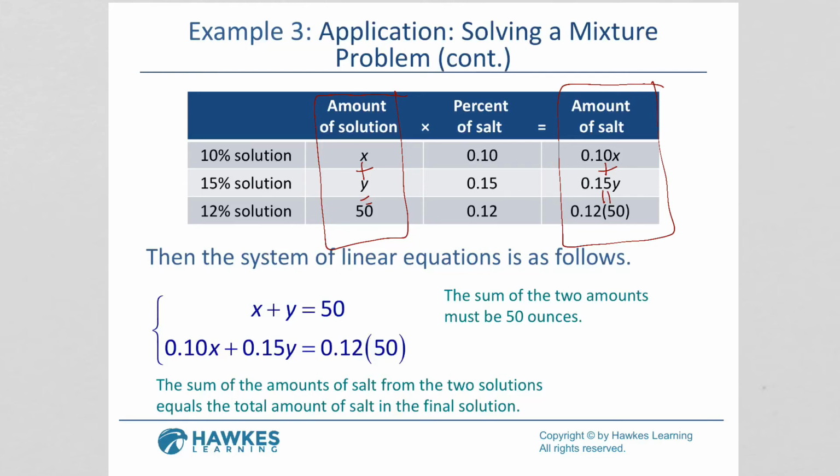So you see that down here. The sum of the two amounts must be 50 ounces. That's the x plus y equals 50. And the sum of the amounts of salt from the two solutions equals the total amount of salt in the final solution. That's the 0.10x plus 0.15y equals 0.12 times 50.